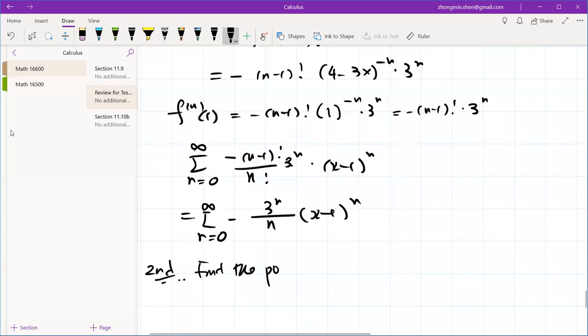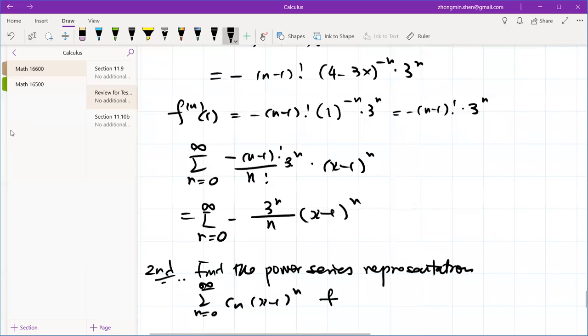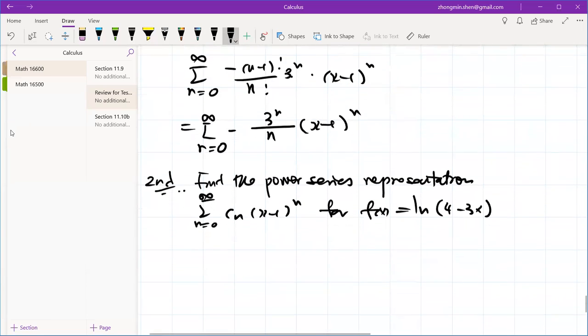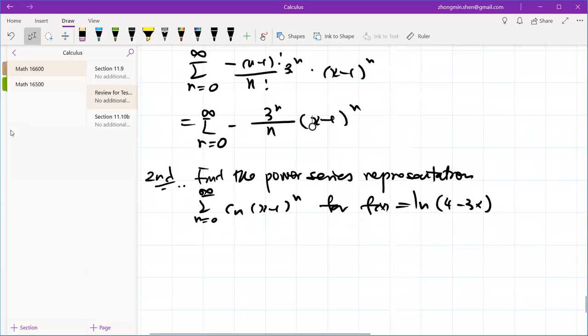Find the power series representation in the form c_n (x minus 1)^n for the function f(x) equals natural log of 4 minus 3x. And this power series, this is the Taylor series, if it exists.